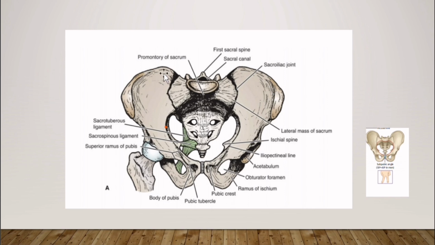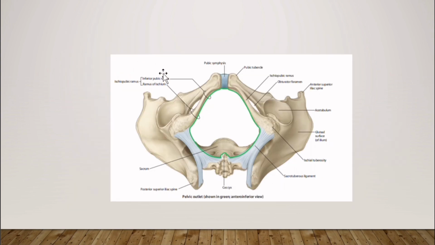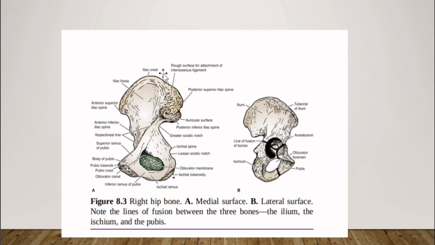So the hip bone is further divided into 3 bones. Okay, let me look for a nicer diagram. Okay, it's further divided into 3 bones. We have the ilium, which is superior. We have the pubis, which is anterior. Then we have the ischium, which is posterolateral.